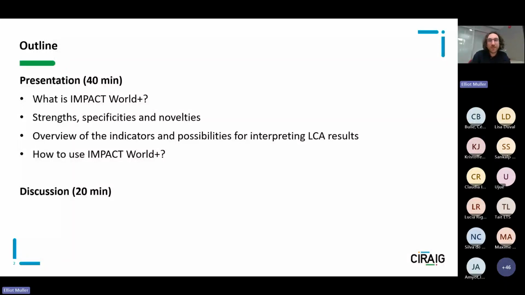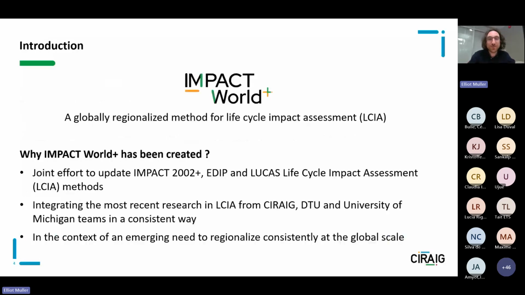So first, what is Impact Plus? So Impact Plus is a globally regionalized method for life cycle impact assessment, typically called LCIA.